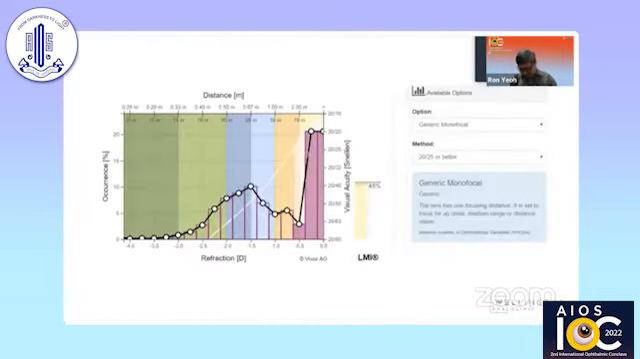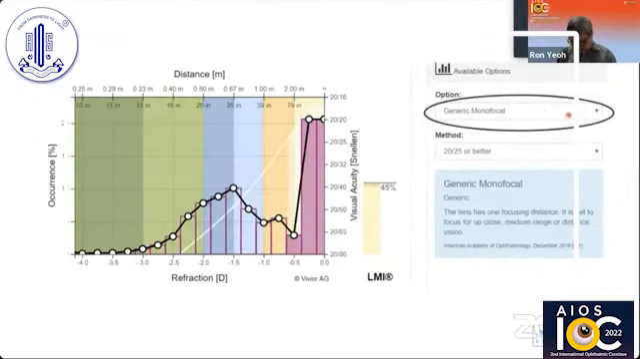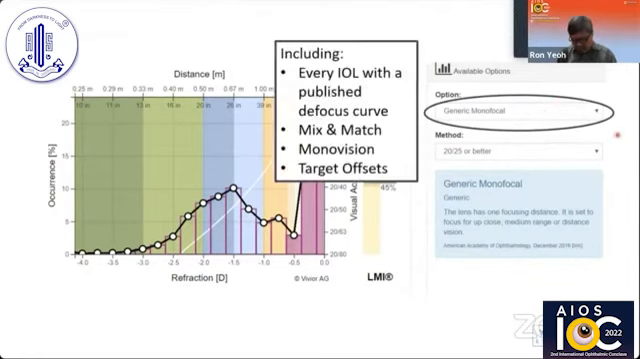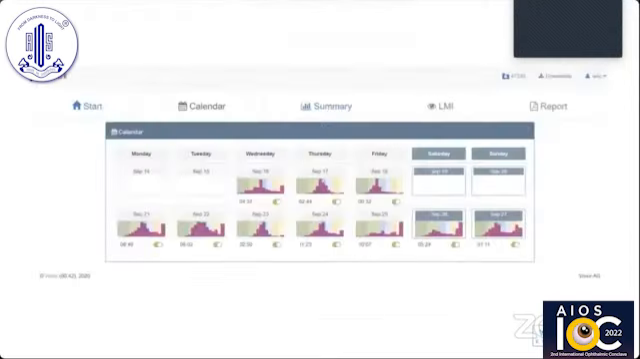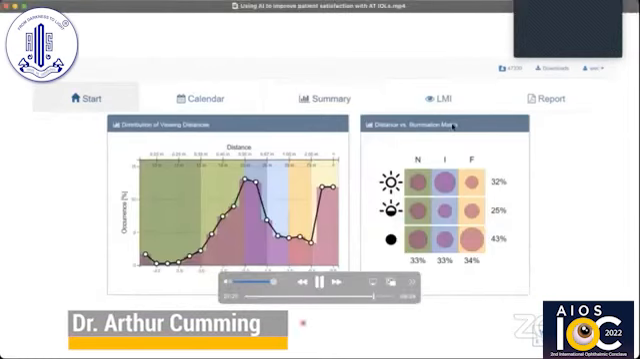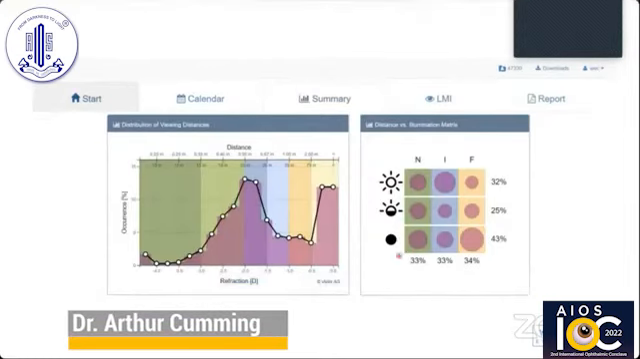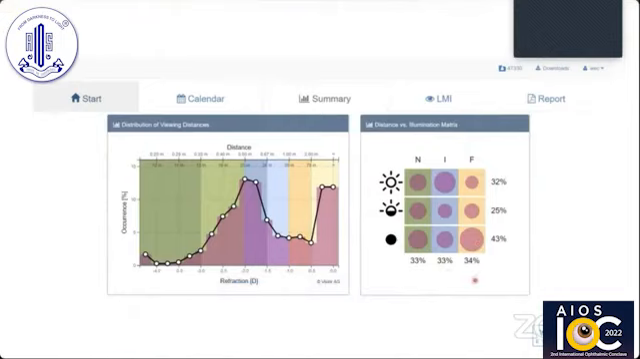This personal defocus curve is then compared to the lens that suits best, and it defaults to a generic monofocal, but then adds every IOL with a published defocus curve, mix and match solutions, blended vision solutions, and target offsets. And you can choose at which level of vision you want to compare. In this case, we can see the days over which data was collected. We can see a summary with the personal defocus curve and a matrix showing us where most of the time was spent for distance, intermediate and near, and also the lighting conditions.